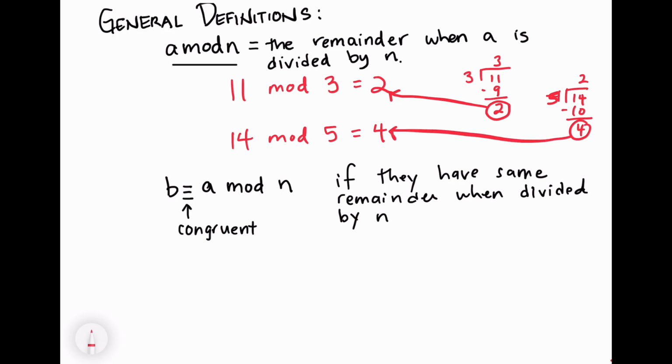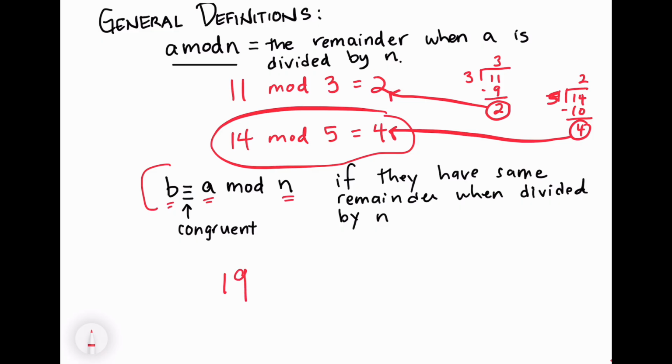We can also say the expression B is congruent to A mod n if A and B have the same remainder when divided by n. So if B and A have the same remainder when I divide by n, then we would say they are congruent. So for example, in the above example, we found that 14 mod 5 is 4. That's also true of 19. If 19 is divided by 5, the remainder is 4. So I could say 19 is congruent to 14 mod 5.